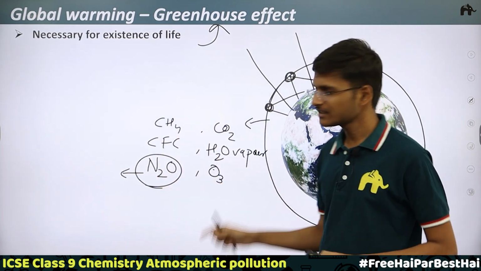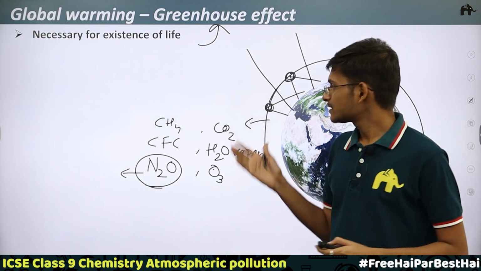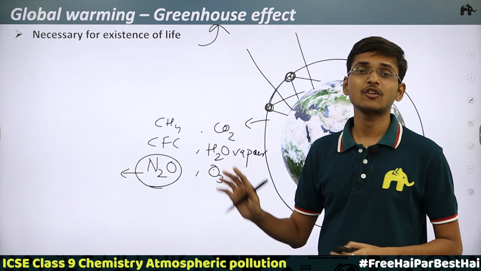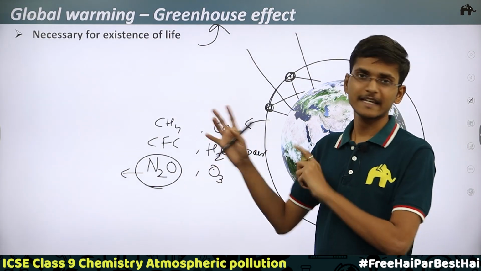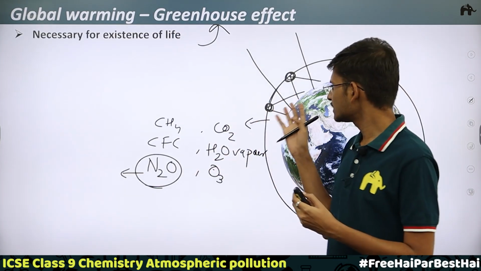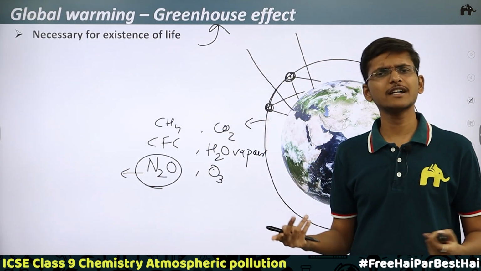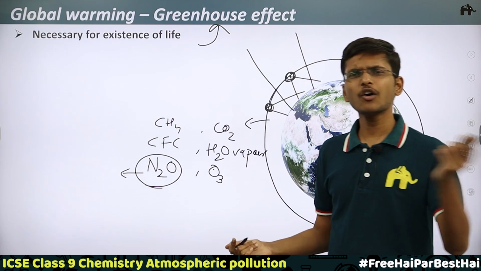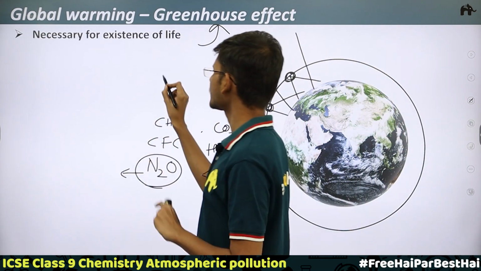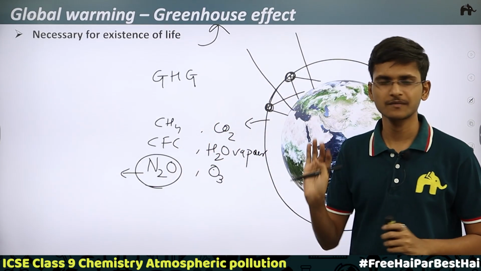So these are the gases which are trapping this infrared radiation, and since they are trapping this infrared radiation, they are called greenhouse gases. Since they are trapping the infrared radiation, they are responsible for this greenhouse effect, and since they are responsible for the greenhouse effect, they are called greenhouse gases. So from now onwards, I'm not going to read the entire word greenhouse gases, I'm just going to call them GHG. Okay, greenhouse gases. Fine.